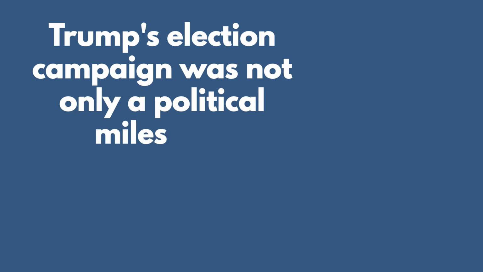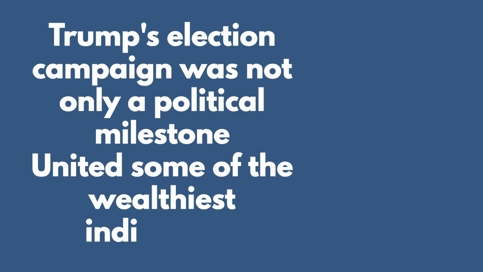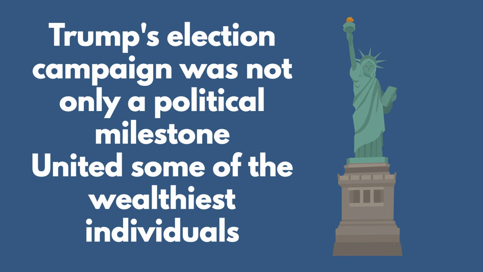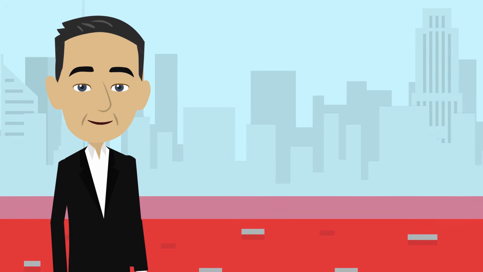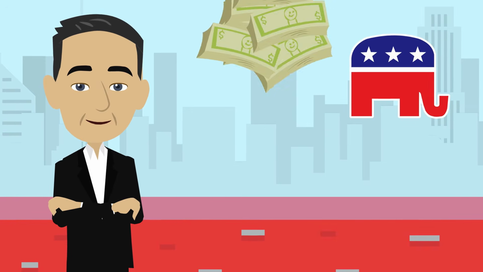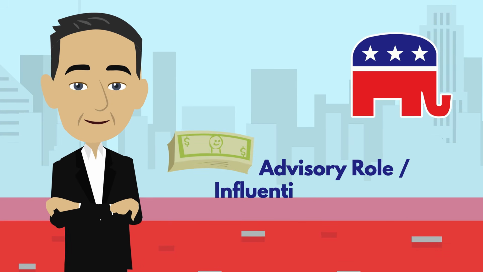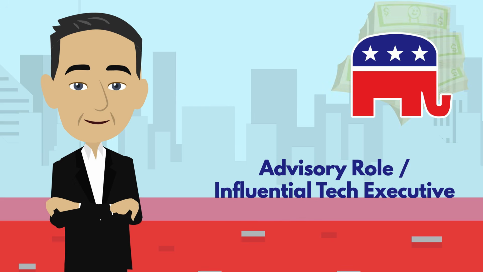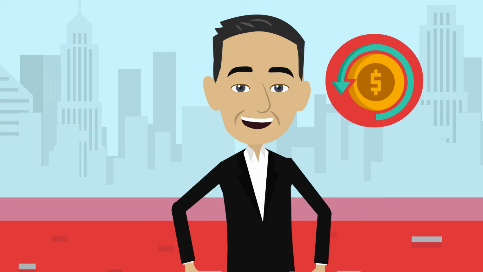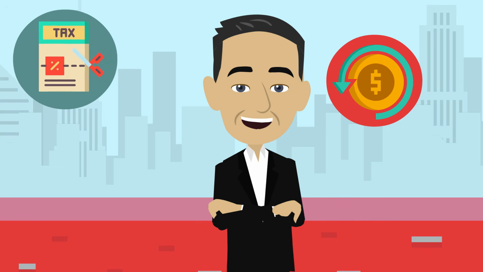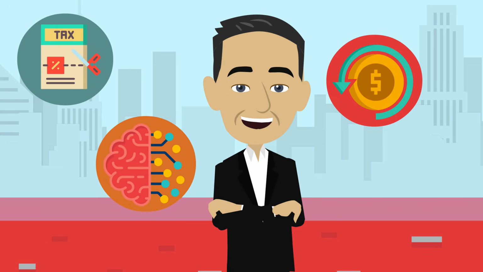Trump's election campaign was not only a political milestone, but also united some of the wealthiest individuals in the United States. For instance, Elon Musk actively supported the campaign with substantial donations, rising to high positions in his administration and promoting policies favorable to large corporations, which significantly influenced the political landscape and earned him widespread approval from the business elite.